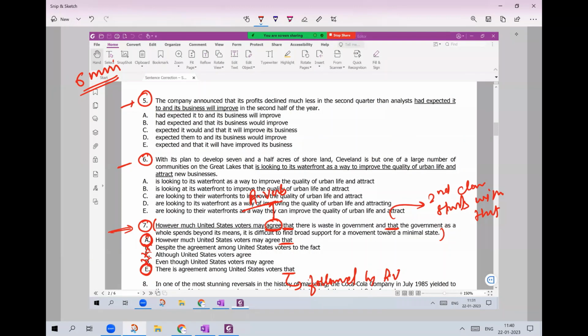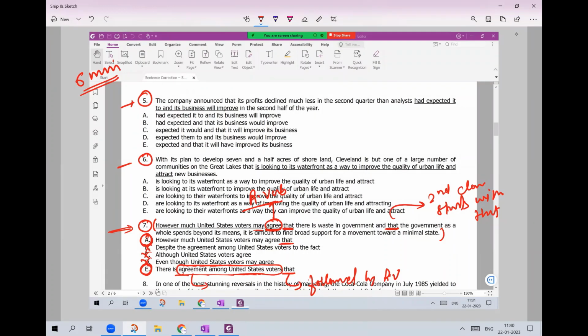No, absolutely no. Moreover, in option E, when you look into the statement, what do you feel? Don't you feel that you are trying to change the intended meaning of the sentence? However much United States voters may agree. The sentence is "may agree". You are trying to say there is an agreement among United States voters. So you are trying to change the intended meaning of the sentence also.